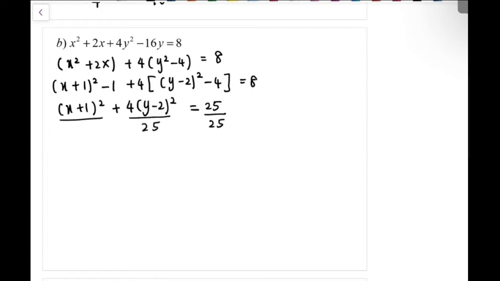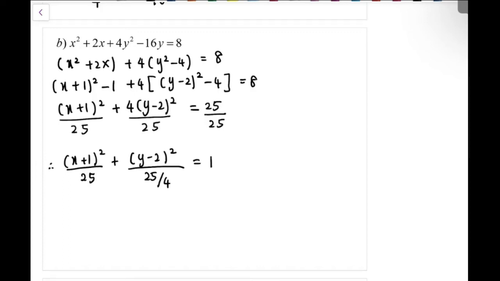Okay. So last step, in order to make sure our right side is 1, everything must be divided by 25. So finally, our standard ellipse would be x plus 1 squared over 25 plus, careful here, in front of our bracket there cannot be any constant. It sits at the bottom. You have to convert it downward so that you get the correct value of B. So, in this case, it is 25 over 4. That is the standard form of the ellipse. The value of B squared is 25 over 4, equal to 1. Okay, settled.